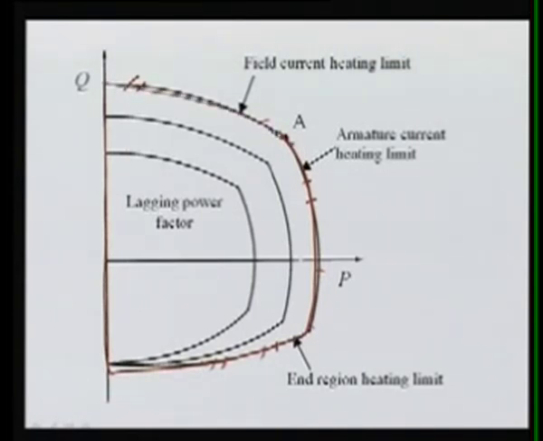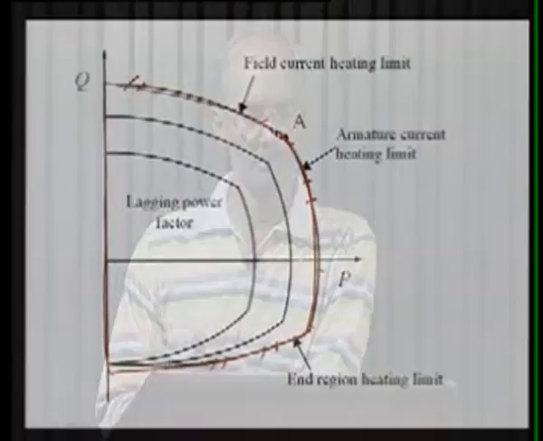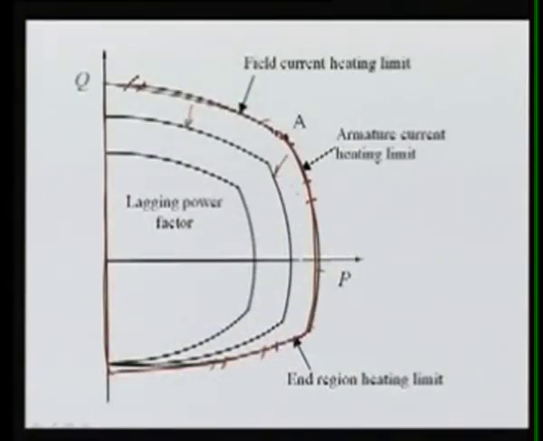But if your cooling is reduced or less due to various reasons in the system, then your capability curve will get reduced, and we have to shift our curve inside, and it will be like this. So at various pressures of hydrogen cooling, the curve will be like this. You can keep on reducing the curve, and your capability curve keeps on reducing. So this is the capability curve of a generator.